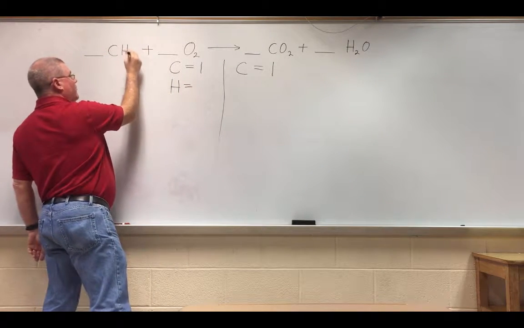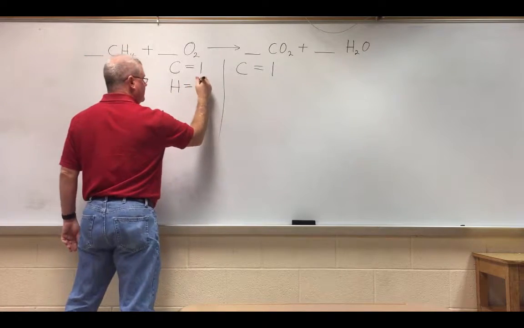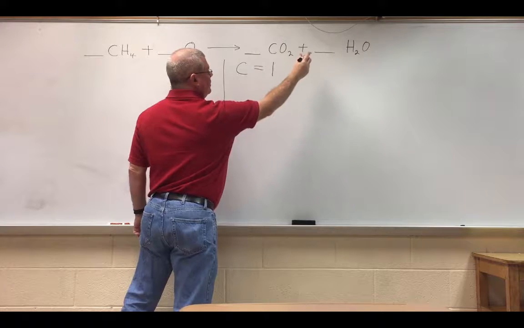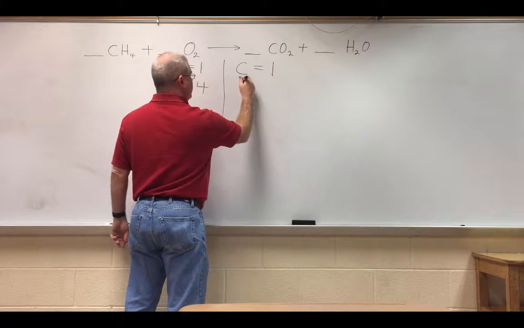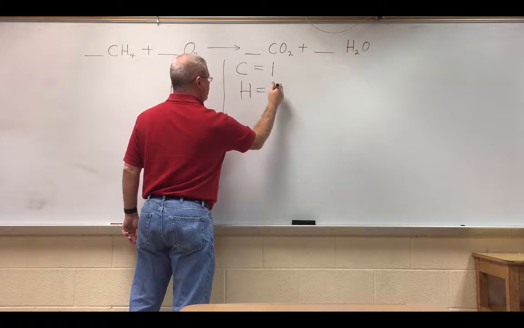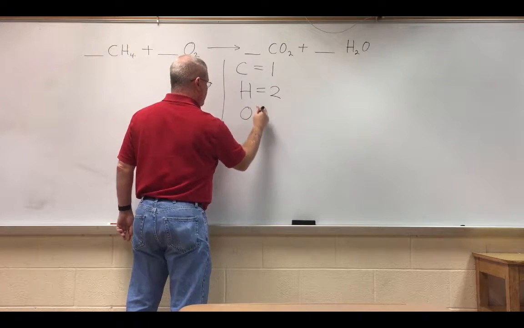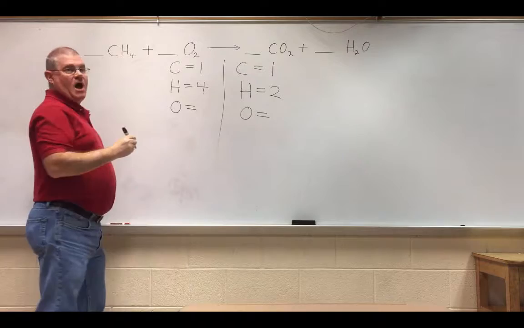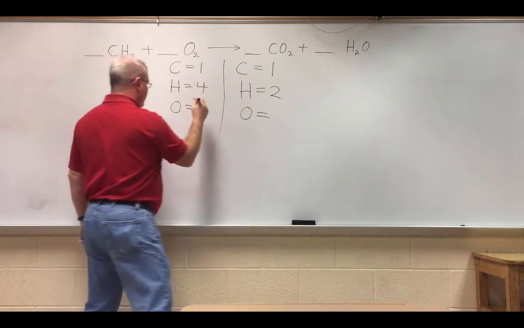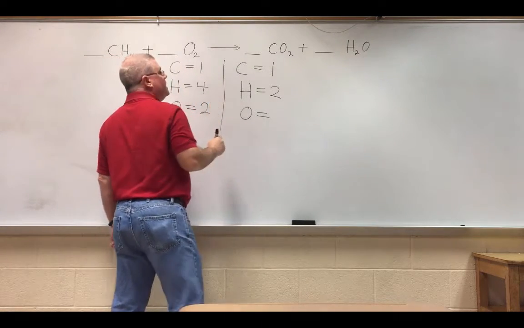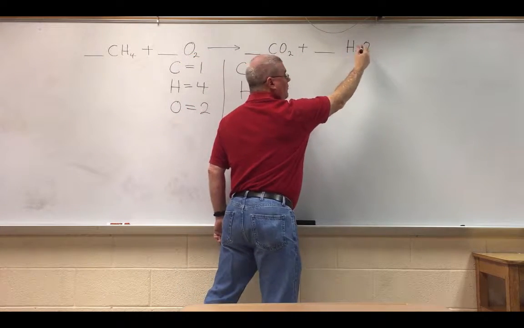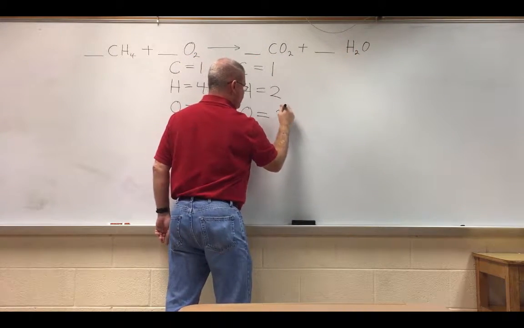Hydrogen, we have 4 over here. The subscript of 4 indicates 4. We have 2 hydrogens over here. Now we will do our oxygens. Oxygens, we have 2 over here on the reactant side. The product side, we have 2 here, 1 over here, 4, 3.